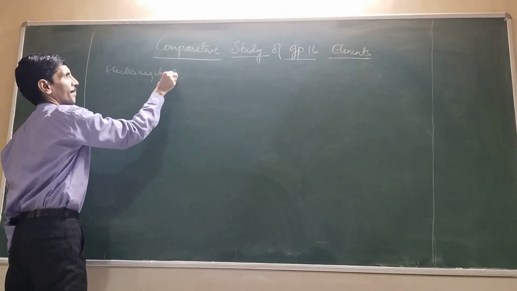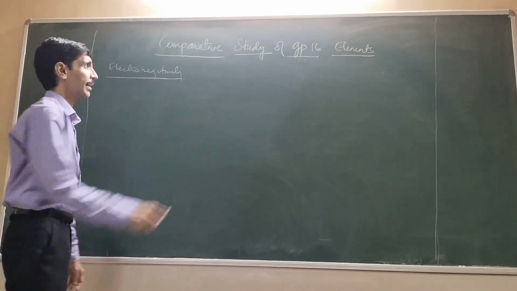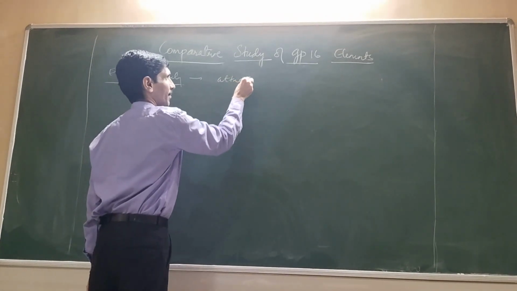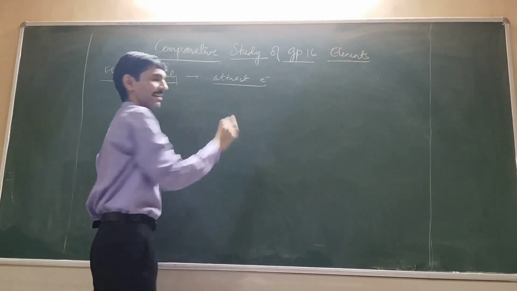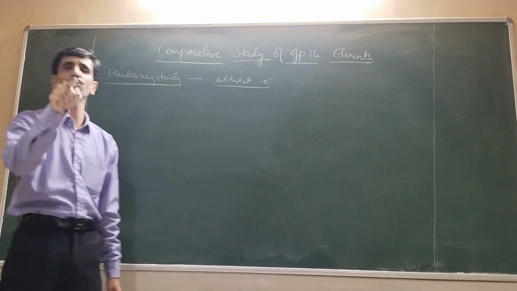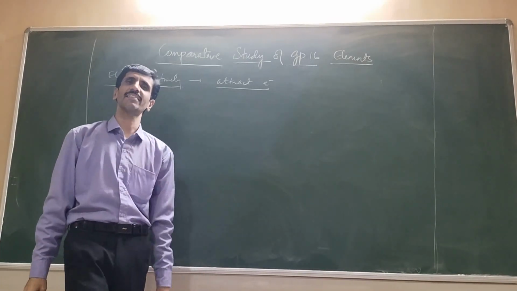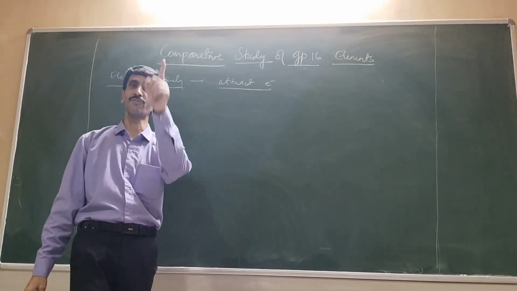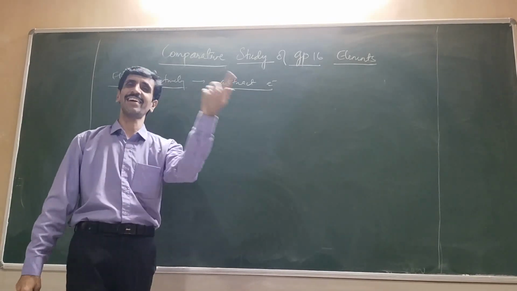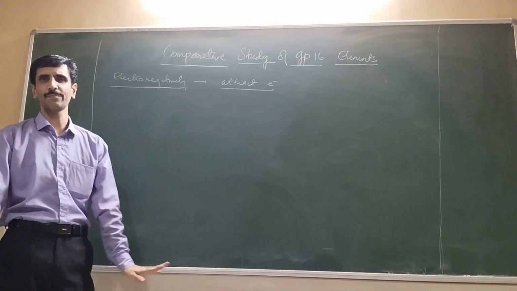Now when I talk about electronegativity, it is a tendency to attract electrons. That in turn depends upon the hold of the nucleus, because the electron is negatively charged and the nucleus is positively charged. So if the hold of the nucleus is more, the positivity is more. If the positivity is more, the attraction is more, and therefore the electronegativity is more. It's as simple as that.